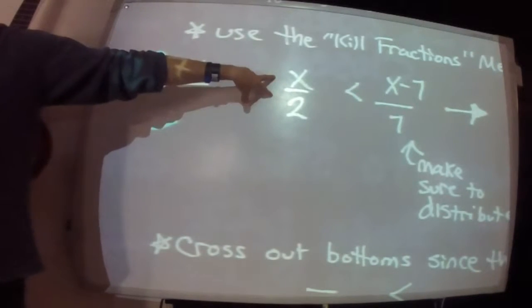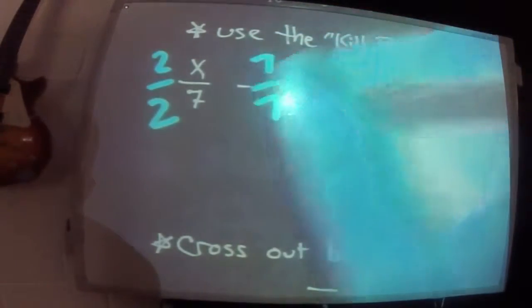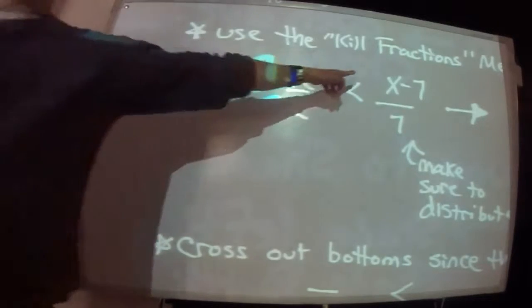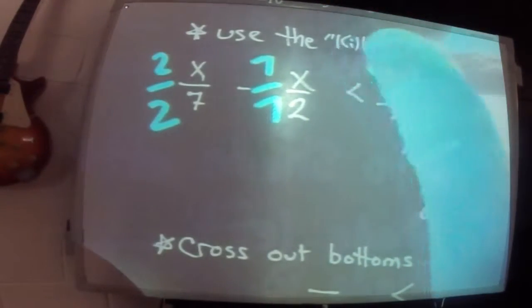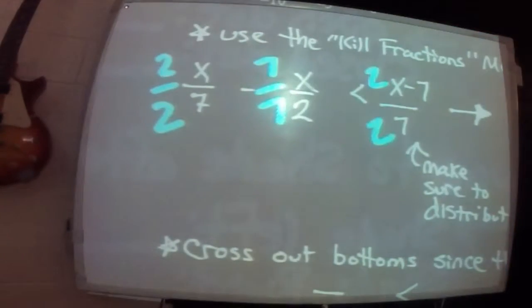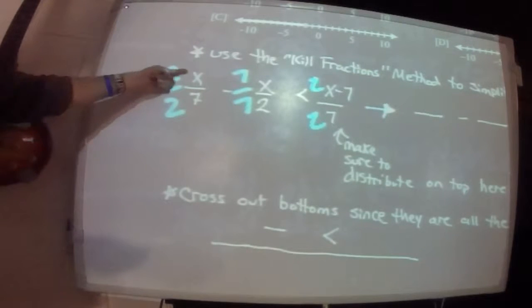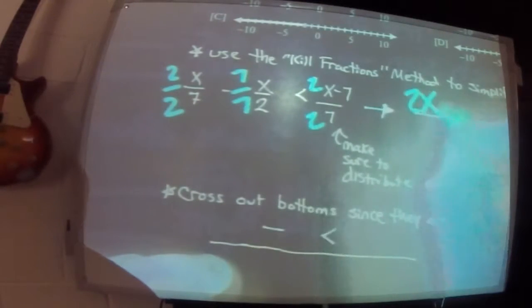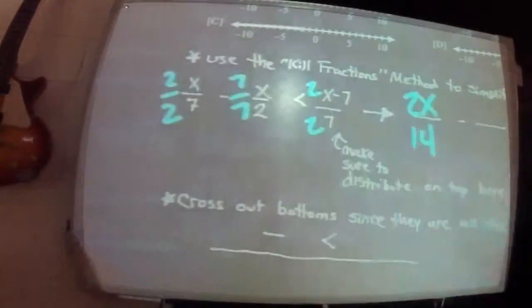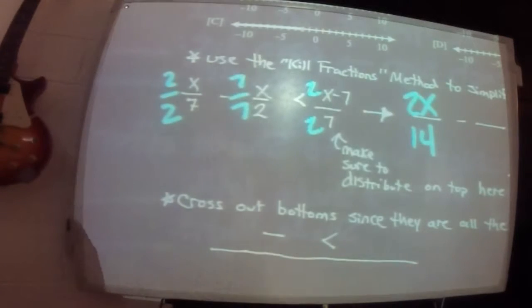Right here, you're going to put a what over what? 7 over 7. 2 over 2, and then a 2 over 2 right here. Now on that right side, that is the place where we might make mistakes, so we'll point that out. This first piece turns into 2x over 14. That's easy. 2x over 14 minus, now it's minus what? 7x over 14.